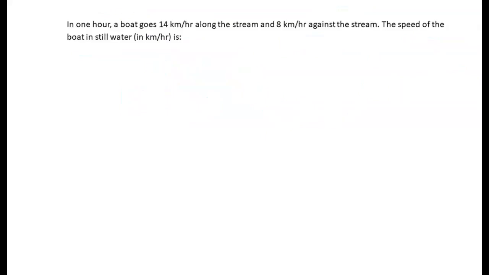In 1 hour, a boat goes 14 kilometers per hour along the stream and 8 kilometers per hour against the stream. The speed of the boat in still water is? So along the stream is 14, which means it's downstream is 14. Against the stream is 8, which is upstream. Suppose still water, the speed is there. Still water, we know that what?